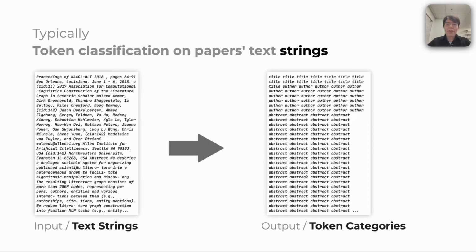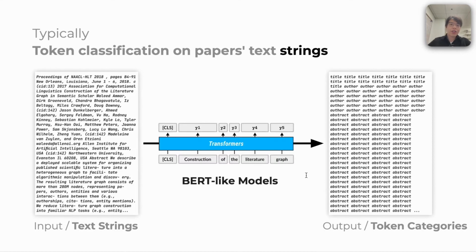Typically, people will have some PDF parsers that convert the input file into a long text string and try to predict the semantic categories for each word or token in that string. And nowadays, BERT-like models are usually the go-to options due to their exciting performances and ease of adaptation. Fine-tuning is just sufficiently good.